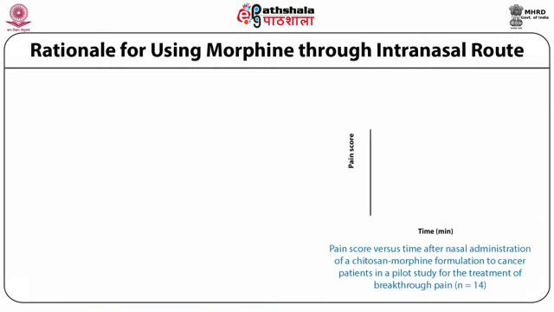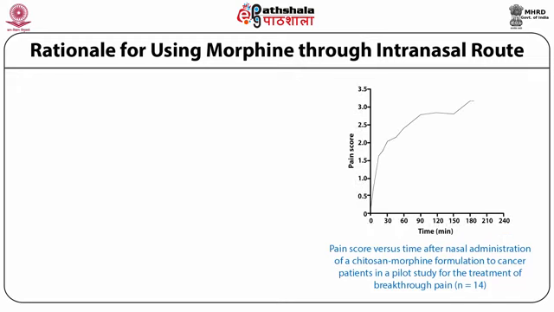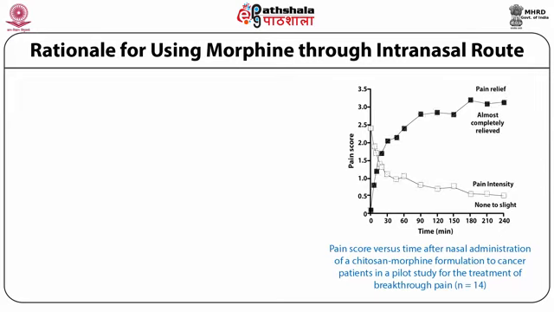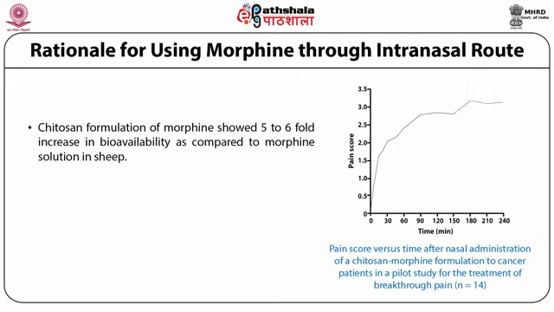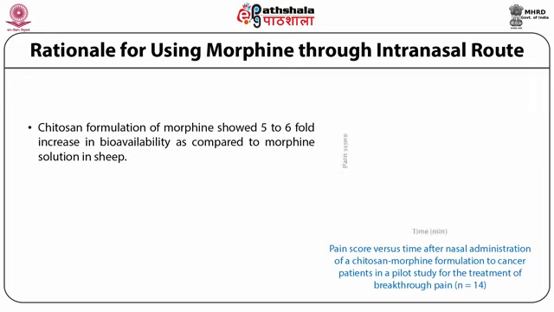The figure in front of you shows the pain score versus time after intranasal administration of chitosan morphine formulation to cancer patients in a pilot study for the treatment of breakthrough pain. Chitosan formulation of morphine showed a 5 to 6-fold increase in bioavailability as compared to morphine solution in sheep.